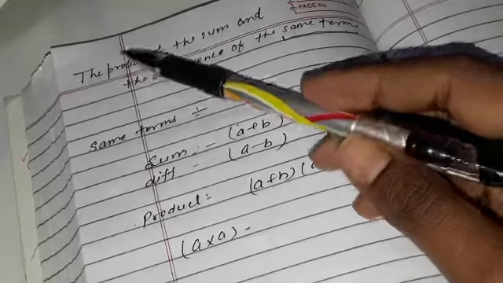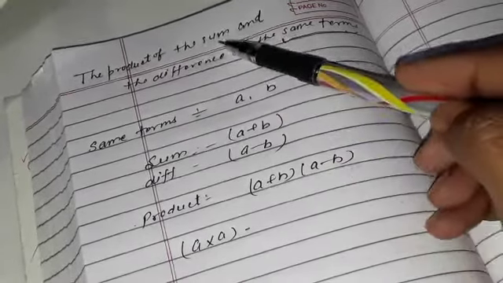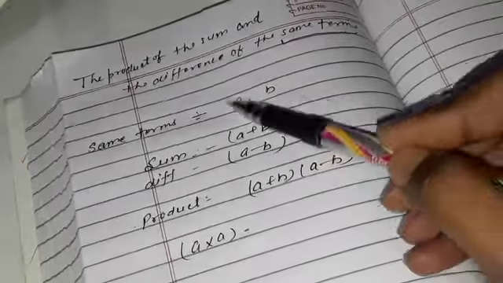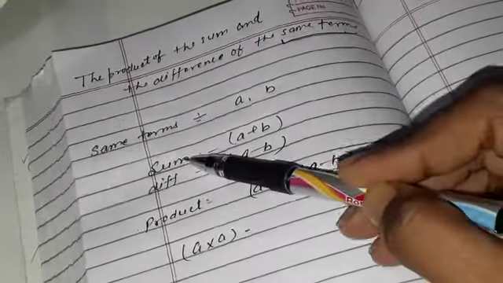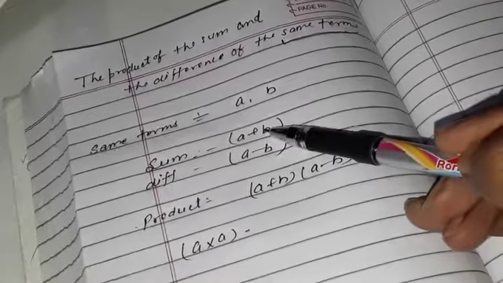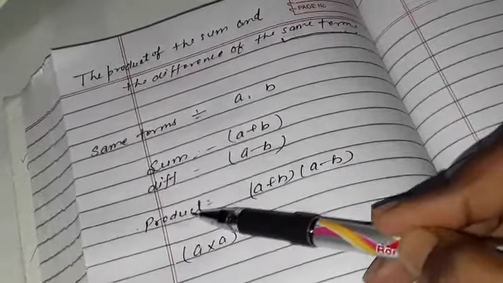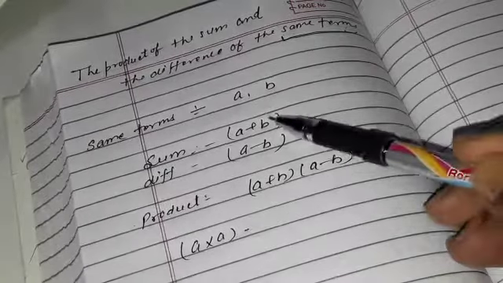So class, our today's new topic is the product of the sum and the difference of the same term. Suppose you have two terms, a and b. The sum of those terms is a plus b and the difference is a minus b. So what is the product of these two, a plus b multiplied by a minus b?